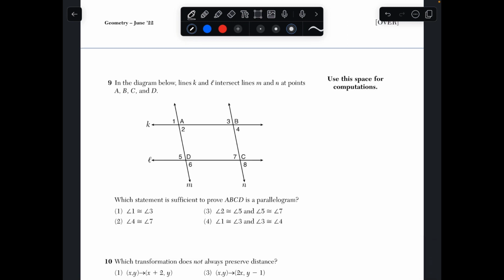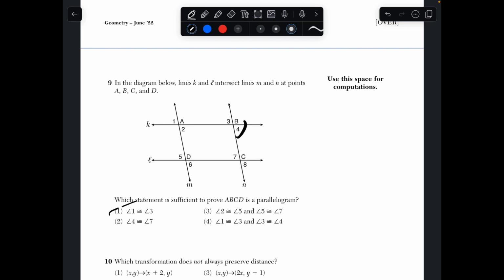Question 9. In the diagram below, lines K and L intersect lines M and N at points A, B, C, and D. Which statement is sufficient to prove ABCD is a parallelogram? Okay. These ones, you really do have to draw on them, mess it up, look at it. Angle 1 and 3 are congruent. Well, these are corresponding angles, so that would prove that lines M and N are parallel. However, that's not really enough to prove anything about a parallelogram. That answer choice is out.